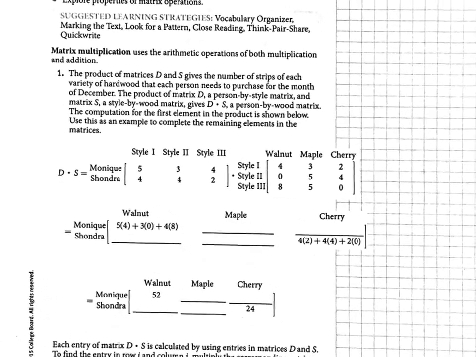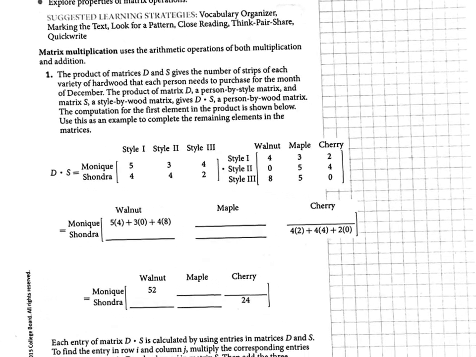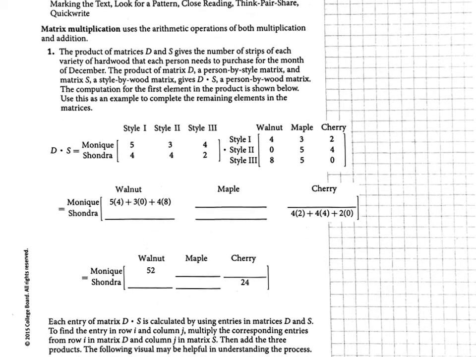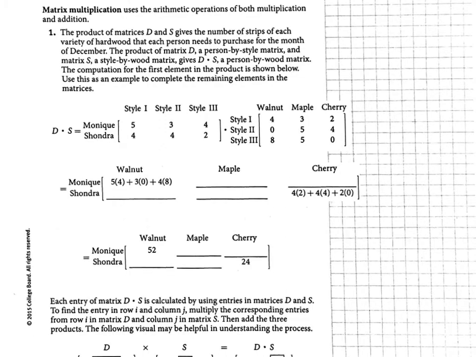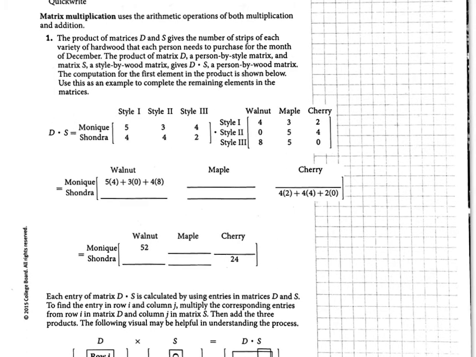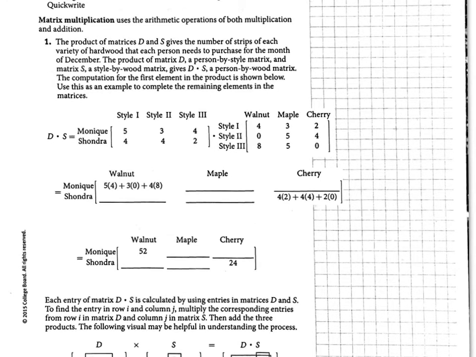So we're back to our two girls with their cutting boards. You can see we have Monique and Chandra, and styles 1, 2, 3. The styles go down and the type of wood goes across. So the first matrix, remember when you name this, you go down and then across. That's how you give it a name, whether you're giving it dimensions or with the words.